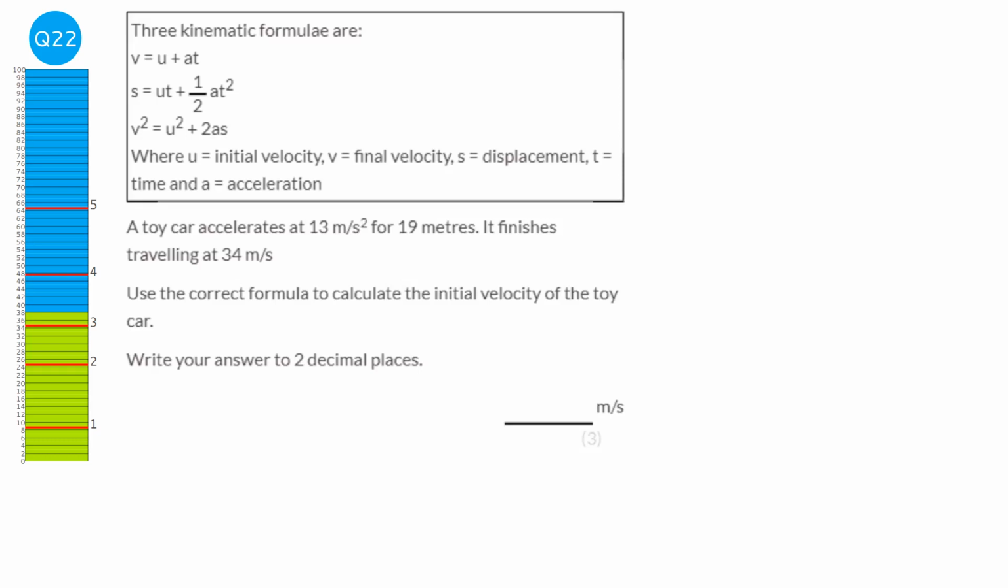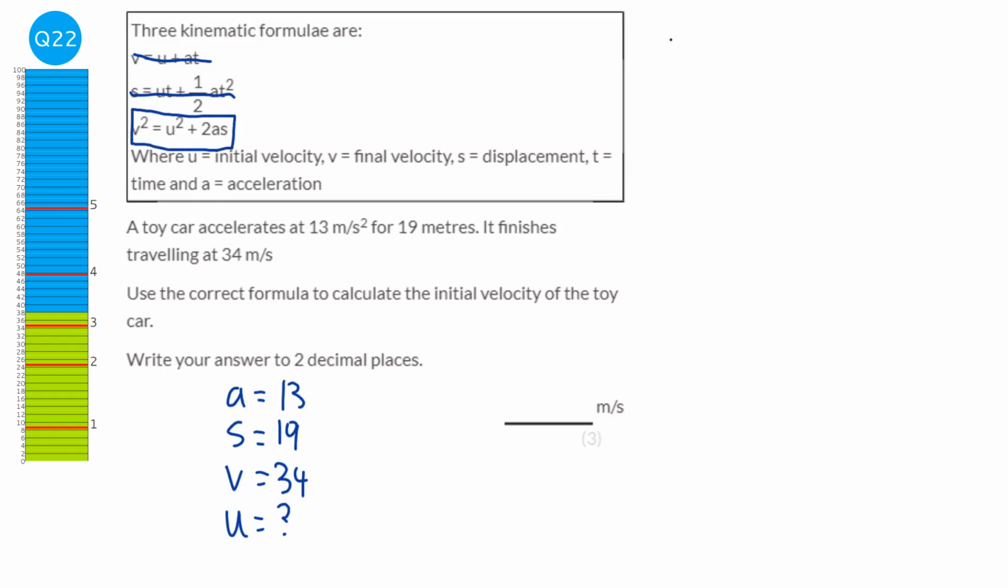So let's look through this question to see what information we're given and what information we're looking for. We're given the acceleration is 13 meters per second squared. We're also given the distance is 19. And we're also given the end velocity, which is v, is 34. And we're looking for the initial velocity. So which of these formulae include a, s, v and u? That's got a t in it, that's got a t in it, so it's going to be this one here.